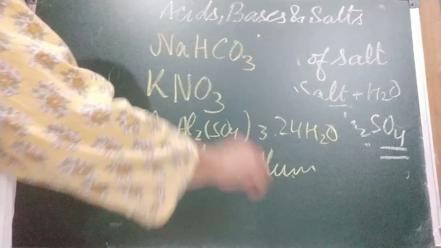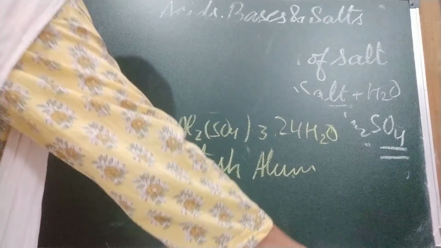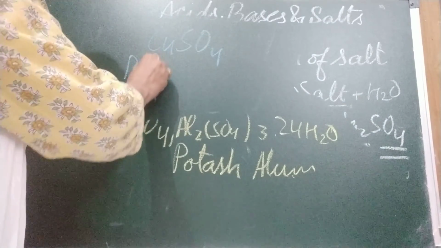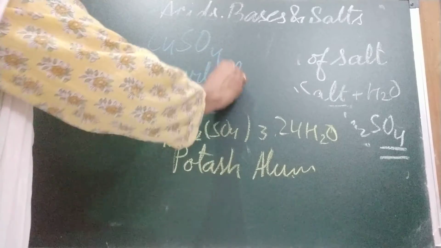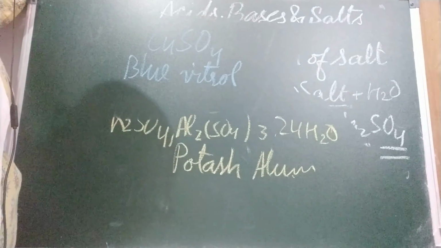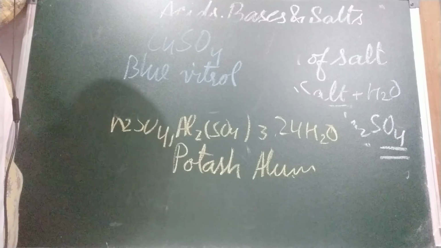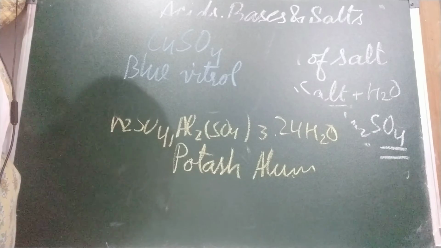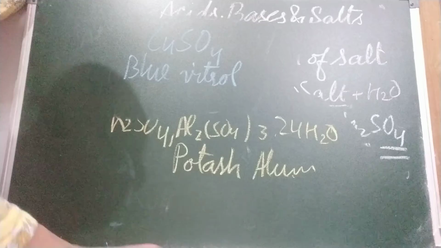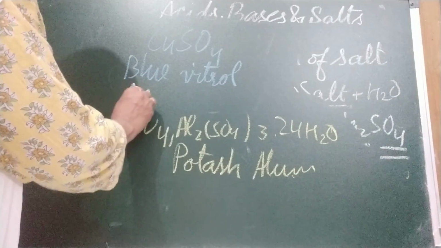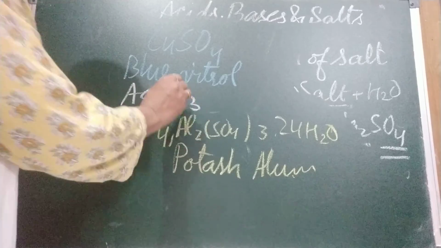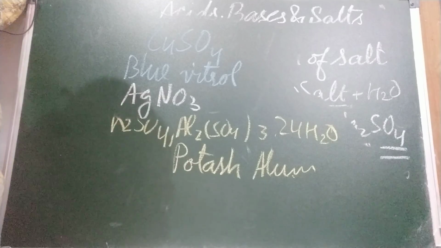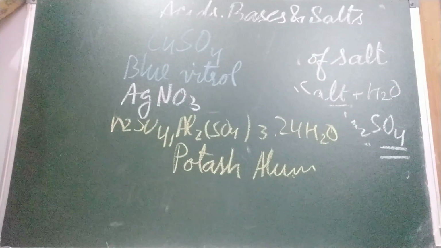Next is copper sulfate. Copper sulfate is a blue powder, that is why we call it blue vitriol. It is used as a fungicide, to kill fungi, and in electroplating, cleaning, sanitation, laundry and the textile industry. Next is silver nitrate, AgNO3. It is used to develop films in photography. So children, that's all. Thank you.